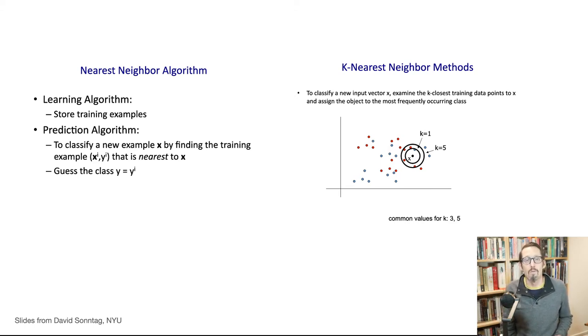Now, why did we say that common values are 3 and 5 or 7 or 9? Anybody? How about somebody up in the back row there? Come on, I know some of you are paying attention. Why would we use an odd number for a voting scheme? Yes, you got it. Exactly. You have to have a tiebreaker, right? You don't want to use even numbers, because what do you do if they're split?